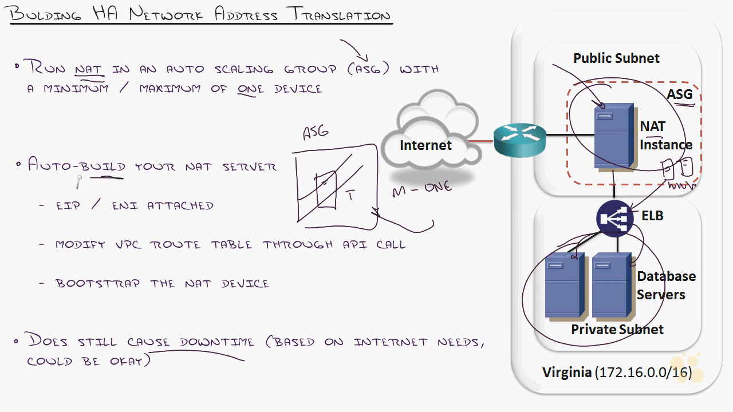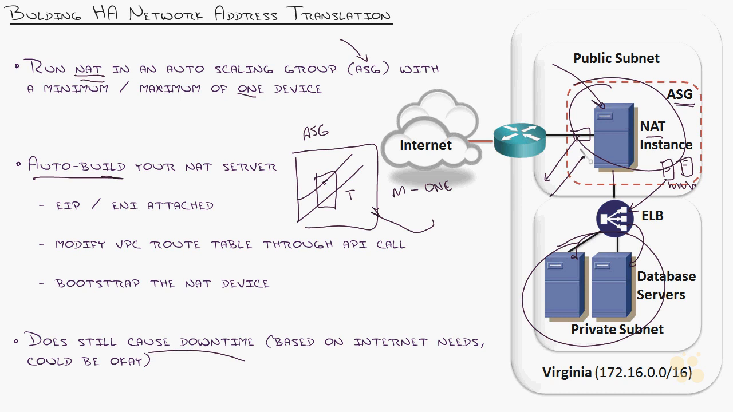So if you are going to use an auto-scaling group, you do have to configure it to auto-build your NAT server. This is where you get into some of the API calls, to where it will actually take the Elastic Network interface from the old one, remove it, put it on the new one, kind of bolt it back on there.